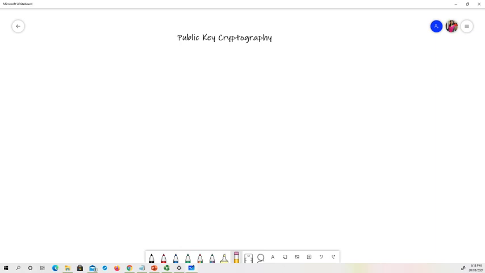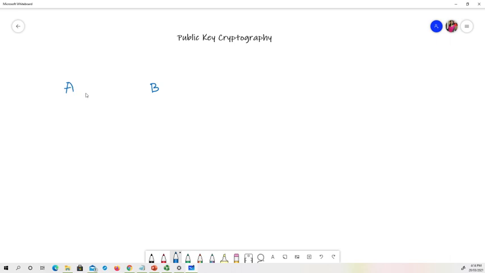Hello everyone. In the last class, we discussed public key cryptography. We understood the need for two keys, one for encryption and one for decryption, which helps in having secure communication, so that they don't have to transfer the private key, and you can make the overall communication more secure.